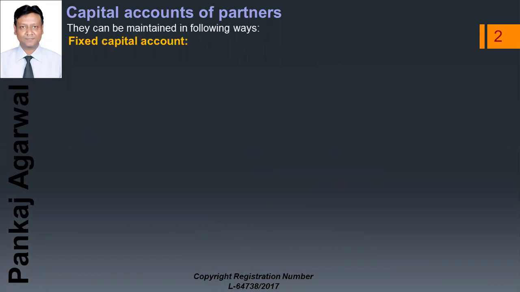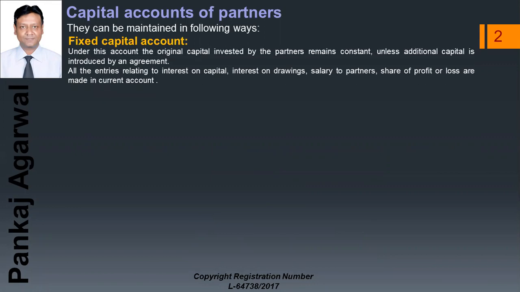A fixed capital account method and fluctuating capital account method. Under fixed capital account, the original capital invested by the partners remains constant unless additional capital is introduced by an agreement or permanent withdrawals have been made from the capital. All the entries relating to the interest on capital, interest on drawing, salary to partners, share of profits or losses are made in current account.